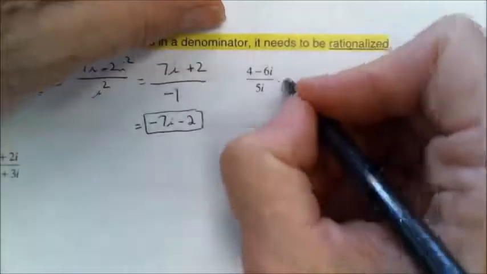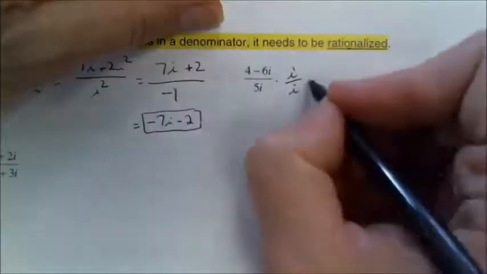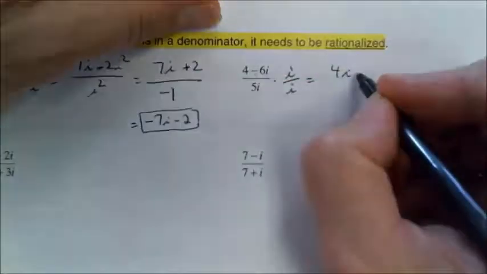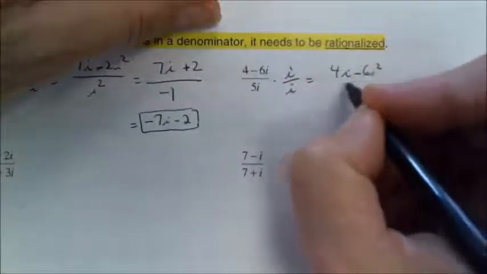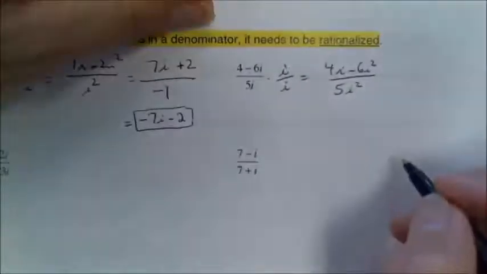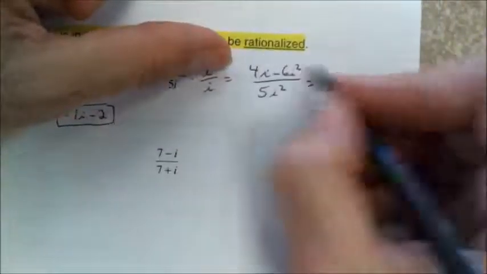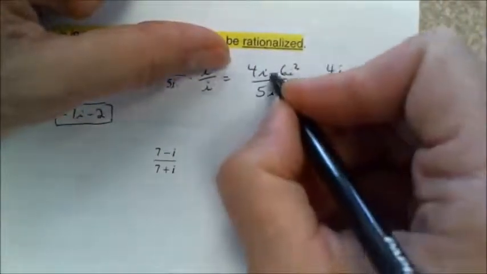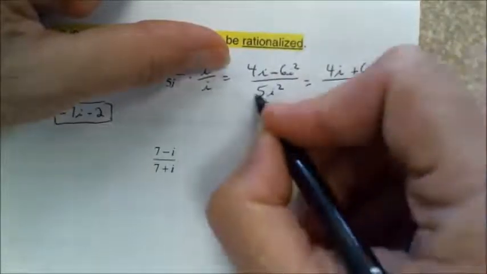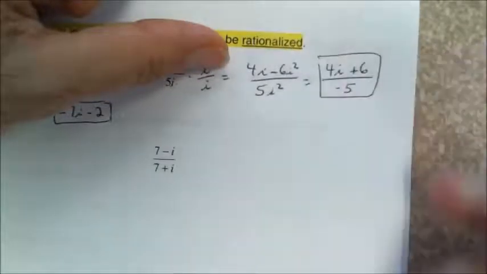On this second example, you're going to multiply by i over i. Not 5i, but just plain old i. 4 times i is 4i. Negative 6i times i is negative 6i squared. 5i times i is 5i squared. i squared gets turned into negative 1, so the 4i stays a 4i. A negative 6 times a negative 1 is a positive 6, and 5 times negative 1 is negative 5. And that can't be reduced, so we're going to leave it like that.